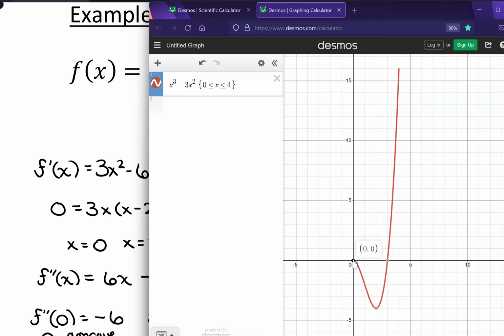So there's our endpoint 0, 0. There's our endpoint 4, 16. That 4, 16 is definitely our absolute maximum. And then this 2, negative 4 would be our absolute minimum. So we can get a visual for what our largest and smallest values are.